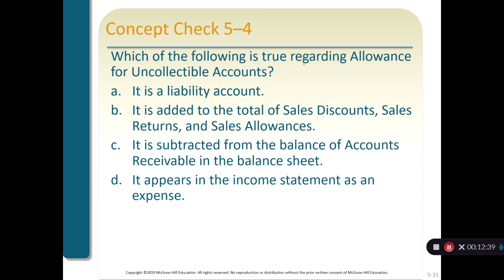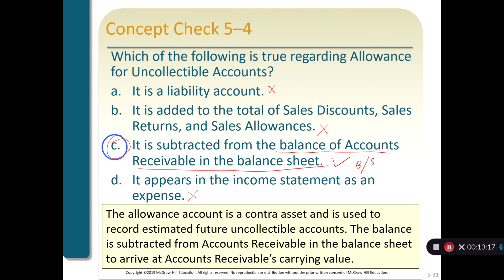Which of the following is true regarding allowance for uncollectible accounts? Is it a liability account? No, right? We just talked about it. Is it added to the total sales discounts, sales returns and sales allowances revenue? No, right? It has nothing to do with sales. It's an asset account, a control asset account. Hence, it is subtracted from the balance of accounts receivable in the balance sheet. Yes. Okay, D is not right: it appears in the income statement as an expense. No, right? It lives in the balance sheet.